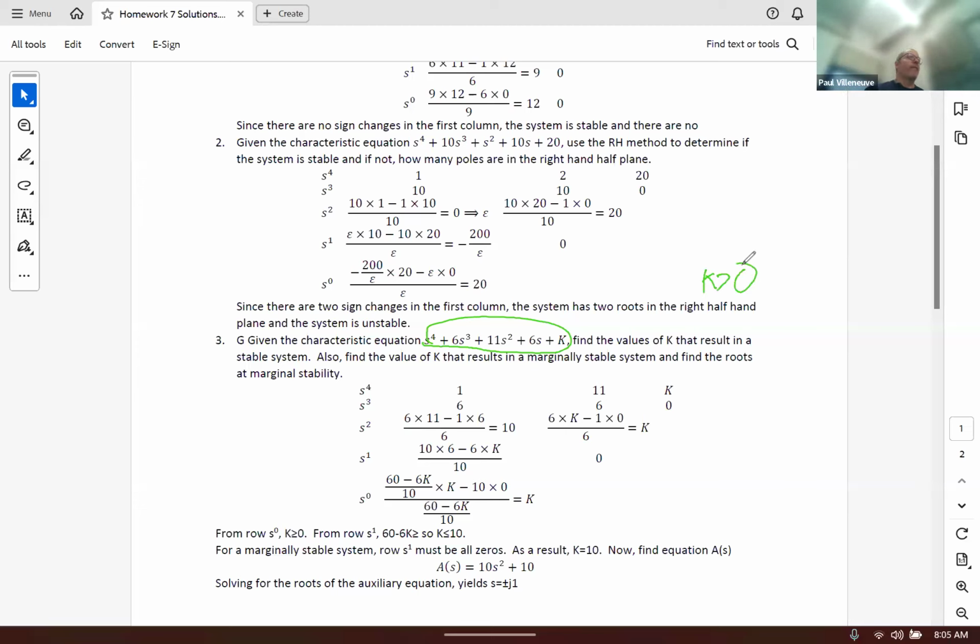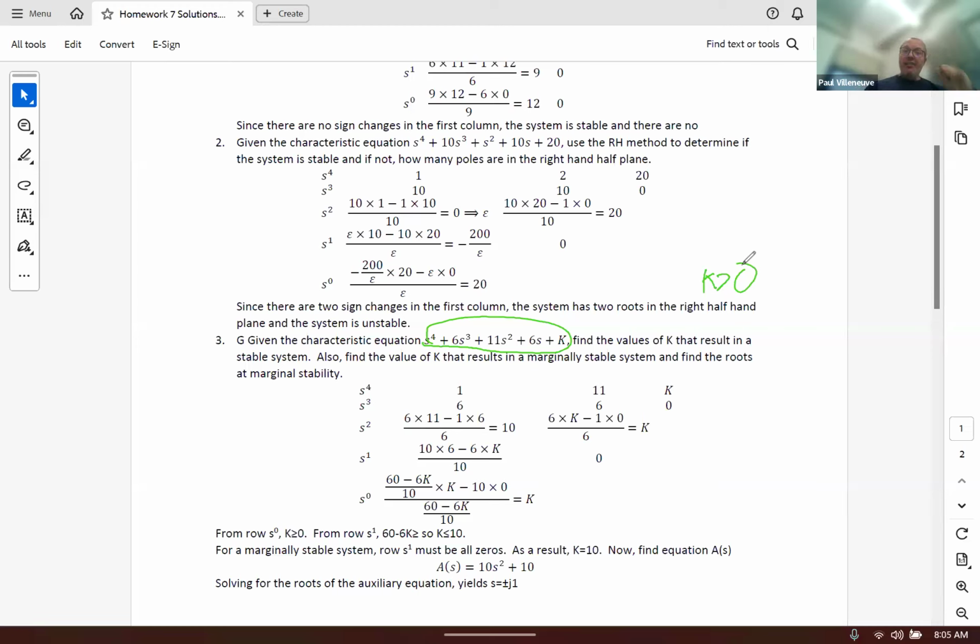Why? Say that again, Noah. I think you said it, but yeah, you can't have any sign changes in the characteristic equation. That's the first necessary but insufficient condition, right? The other thing is it's got to be greater than 0. Why does it have to be greater than 0? No term can vanish, right?